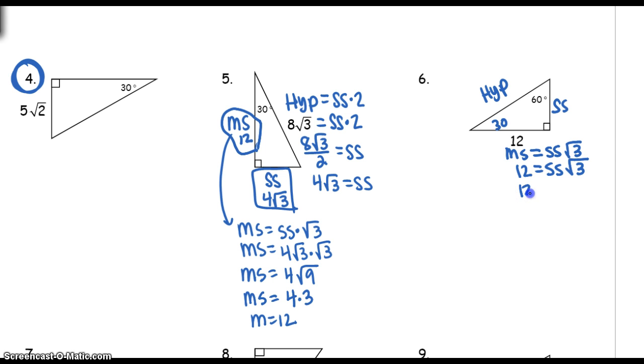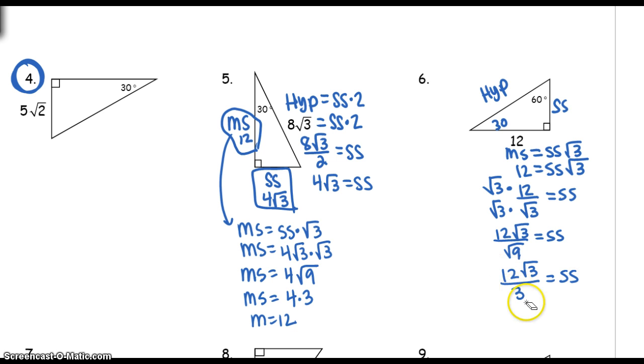Here we're going to have to divide by root 3 on both sides. And now we're in a predicament, right? We can't have a denominator with a radical in it, so we have to rationalize. So we're going to multiply top and bottom by root 3. So here we have 12 root 3 over root 9 now. But what is the square root of 9? 3. So we have 12 root 3 over 3. But wait, these are outies. So 12 divided by 3 then is going to be 4. So 4 root 3 is your short side.